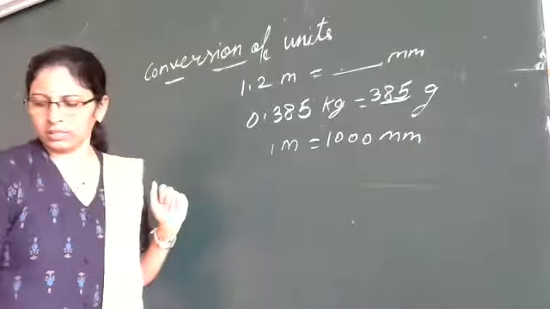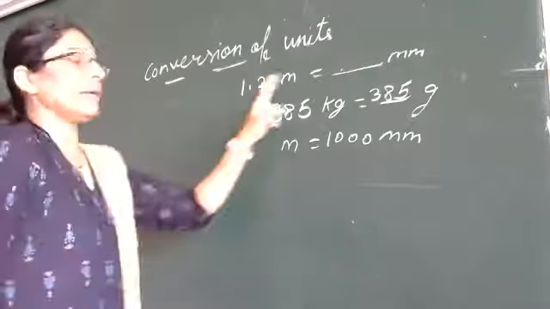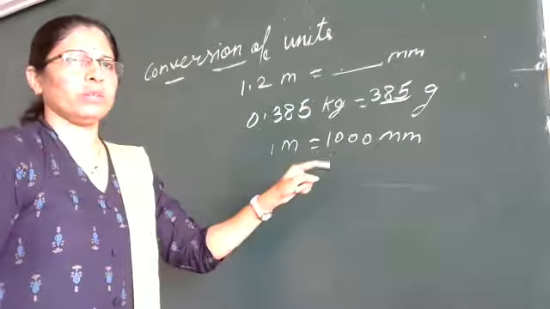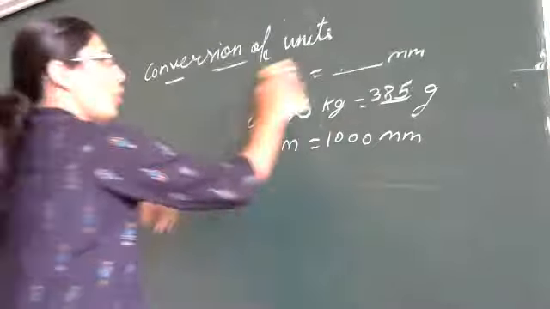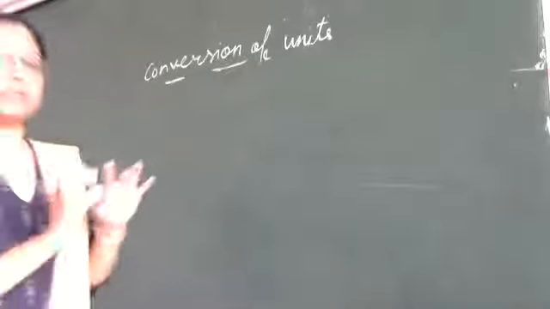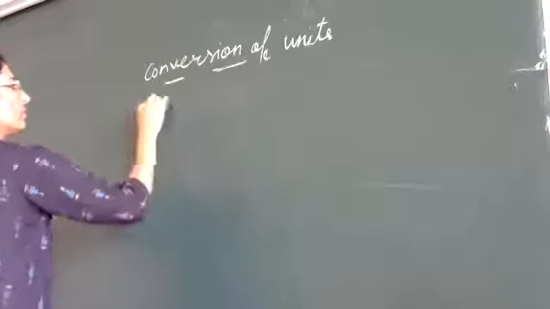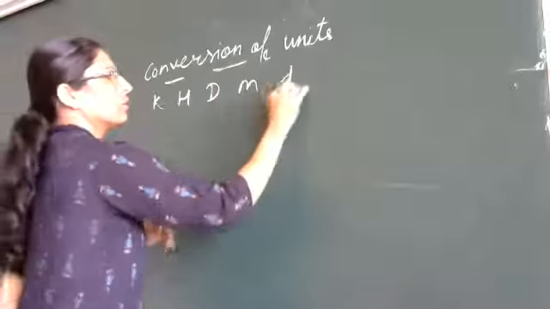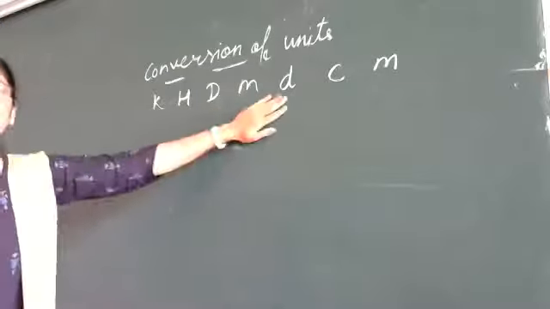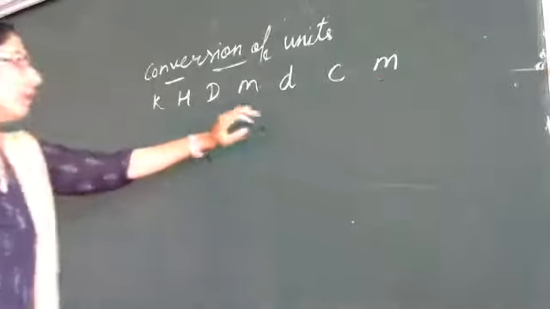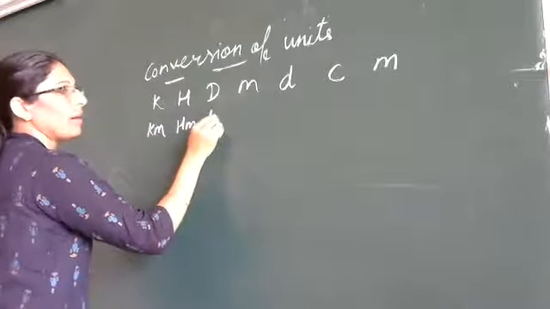Kilometer to meter. How can you tell me? For that, what you should know? You should know the measurement rule here. I told you, see. You have to follow this. So this is kilometer. This is hectometer. This is decameter.